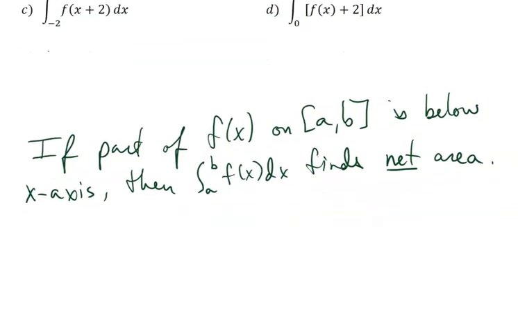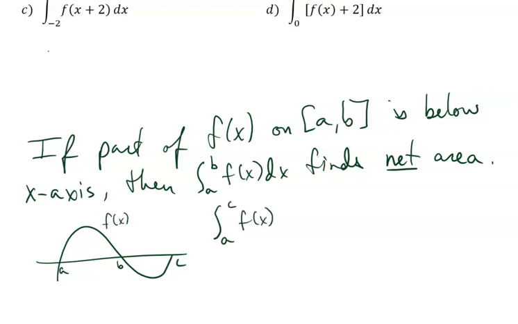So if I had something, let's say I've got something like this. So let's call this A. I'm going to call this point B. Let's call this point C. Okay, so if I integrate, we'll call this function f, if I integrate from A to C on this function, it's going to take the area above the x-axis and it's going to subtract the area below. Okay, so we find net area. Anything that is below the x-axis is area that gets subtracted.